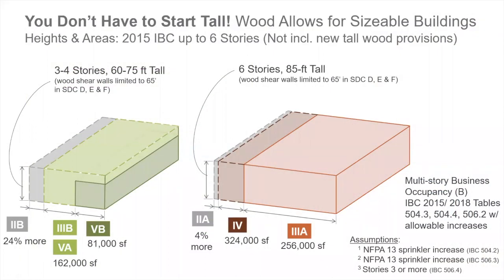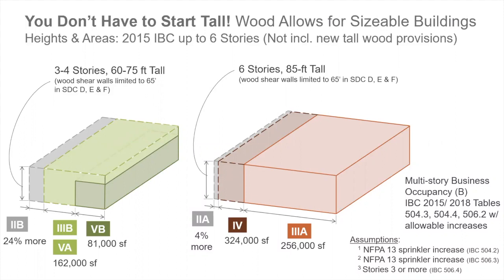So this diagram shows that, under our current codes, we don't have to start with these big, tall mass timber buildings. We're hearing a lot of talk in the industry about how the IBC 2021 is changing to allow us to go taller and bigger with mass timber buildings, but we don't have to start that way. You might just want to dip your toe in the water with something that you're already familiar with, or something that our current codes already allow us to do.